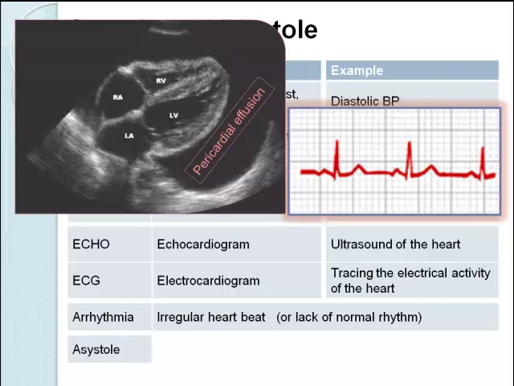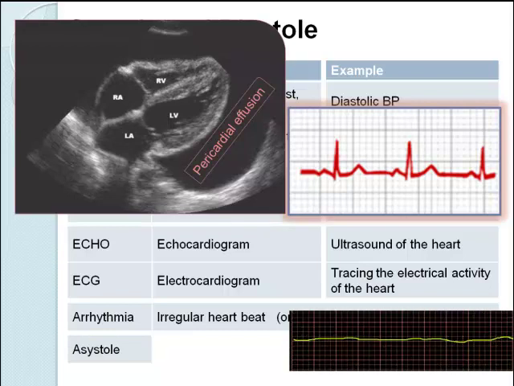Let's look at another term. Asystole. Well, we can break this down. Asystole, A means no, and systole relates to when the ventricles contract. So if a patient is in asystole, the ventricles are not contracting. And that would show up as a flat line on the ECG. And in this situation, the medics would get out their defibrillator and put an electric shock through the heart to try and get it back into normal sinus rhythm, a normal regular heartbeat.